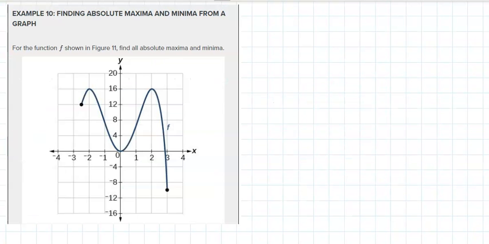So this is your final problem on this, and instead of working it for you, I'm going to have you work it and answer in the interactive video. So the question is finding the absolute maxima and minima from a graph. For the function f shown in this figure right here, find all absolute maxima and minima. And I just wanted to point out that this says absolute, okay? So that's not relative. So give that a shot.